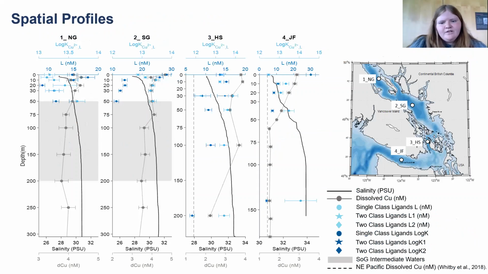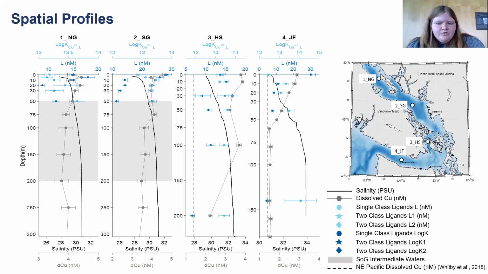And then here's our spatial data set. Immediately, you start to see that dissolved copper concentrations in gray on this plot and the copper ligand parameters in blue vary between stations and depths in a similar pattern to that of salinity in black. And the weakest ligands were found in the southern SoG surface waters nearest the Fraser River, and the strongest ligands found in the deep waters of Juan de Fuca Strait, which is filled with incoming Northeast Pacific waters.